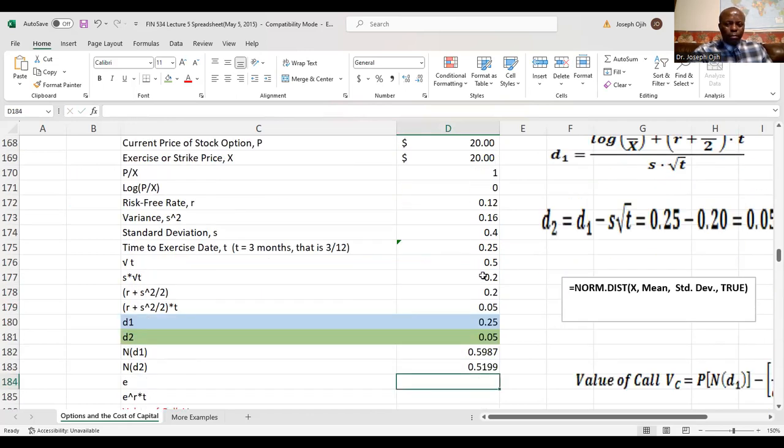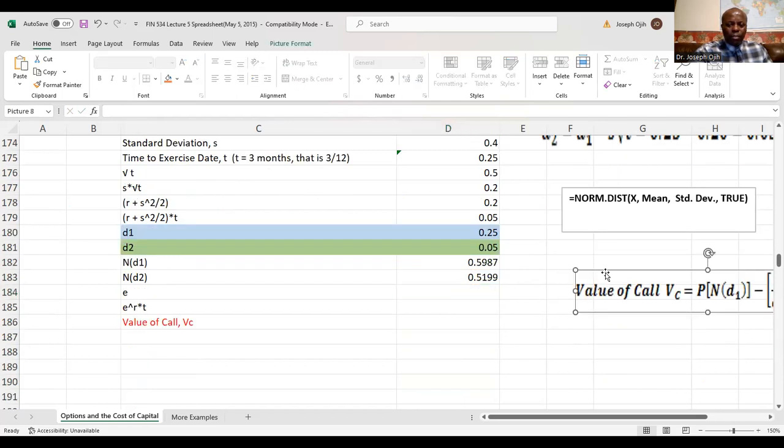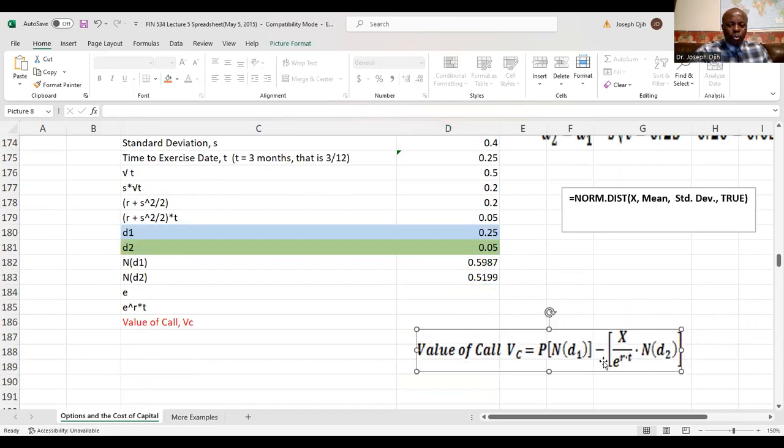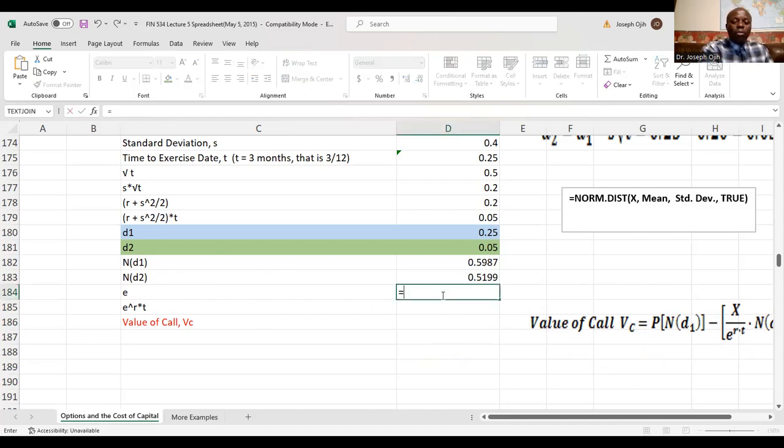Then remember, this is part of the formula for value C, ND1 and ND2. So we got this part and this part. So remember to find P times ND. Now I've gotten all the parts of this formula except E, which is the exponential, and E to the power R times T. Exponential, like I explained before, you can get by putting equals and EXP.